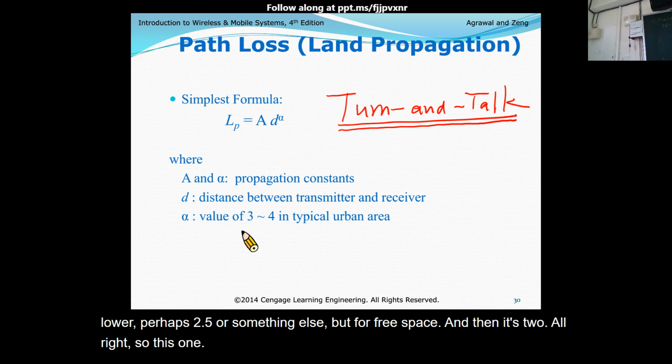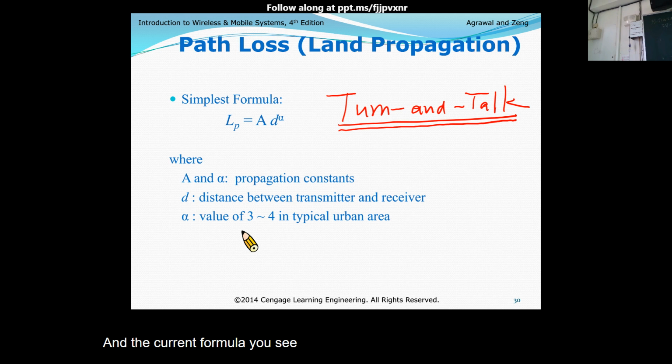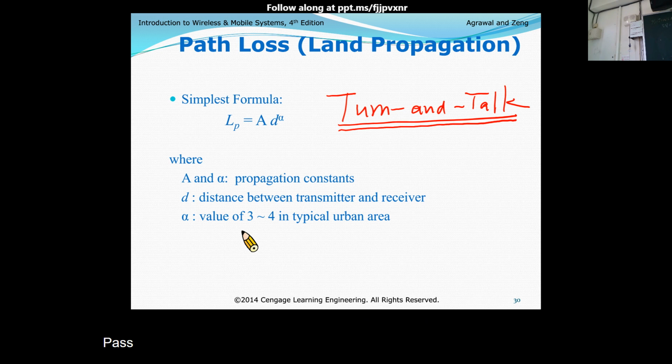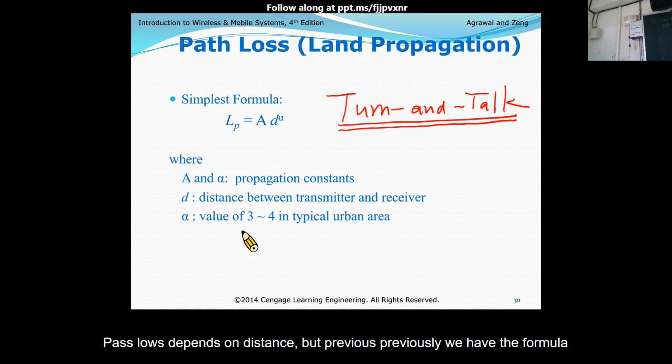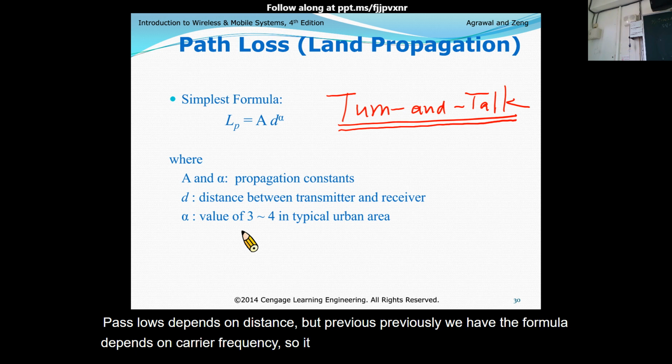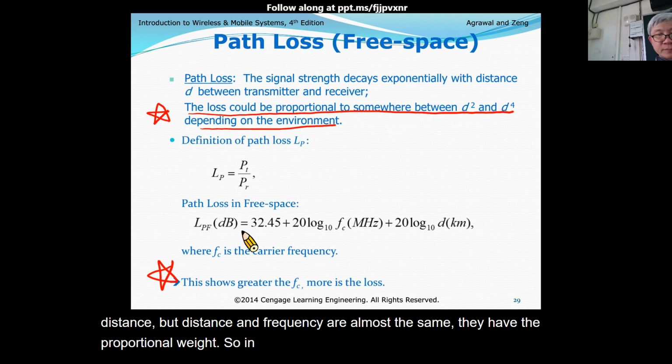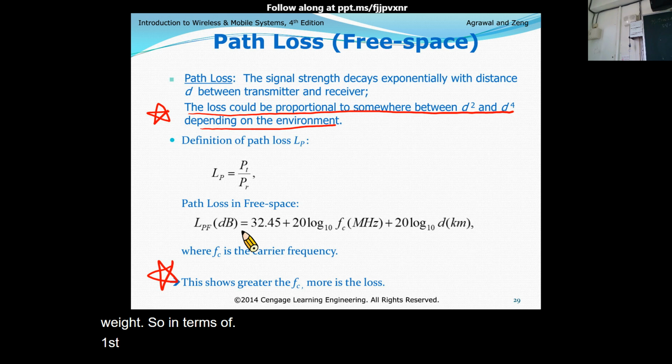And the current formula, you see, is the simplest formula. If we don't care about the others, we just care about distance, and then path loss depends on distance. But previously, we had the formula depending on carrier frequency, so it doesn't mean it purely depends on distance. But distance and frequency work almost the same way, in a proportional way. So in terms of the current formula, frequency and distance act almost the same way, right?